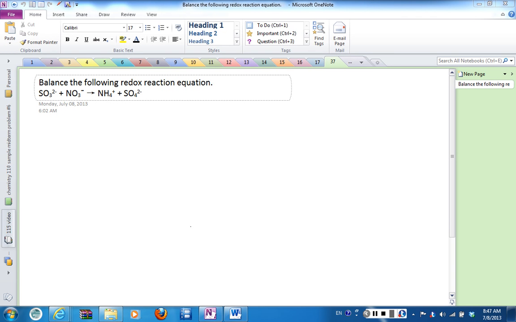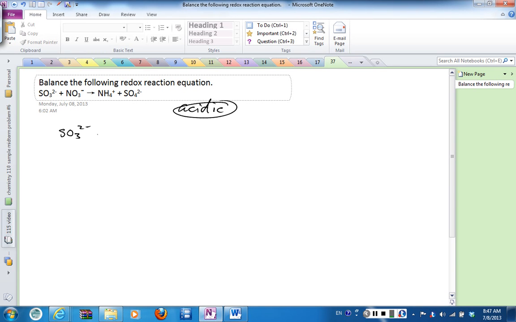And first of all, of course, you need to think about what kind of condition we're in. The problem didn't specify it. Unless the problem specifies basic condition, in all other situations we'll, by default, take it as acidic condition. Alright, so once we establish that, let's get our half reactions going.